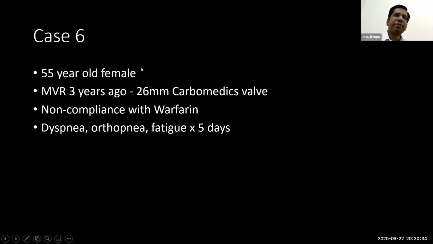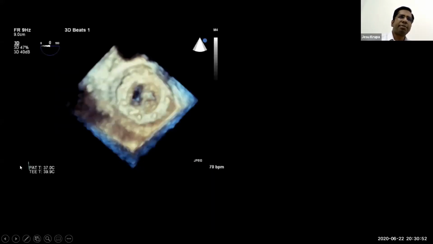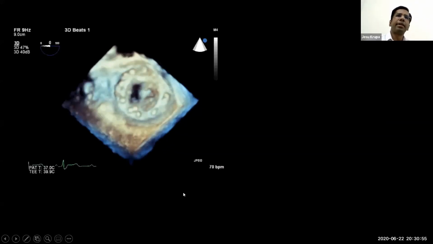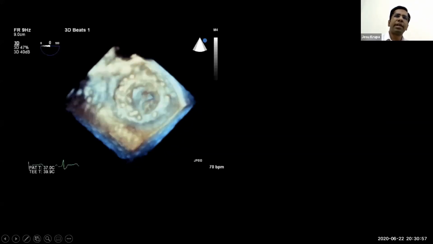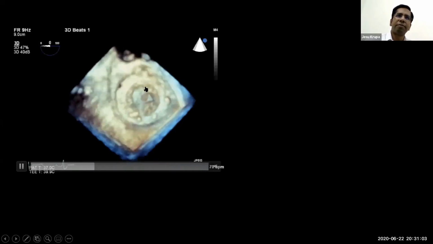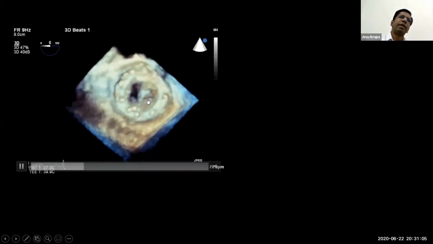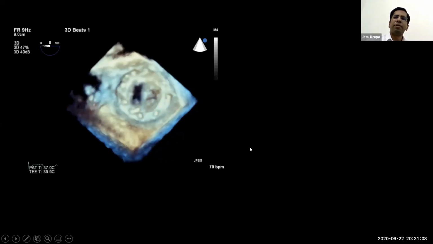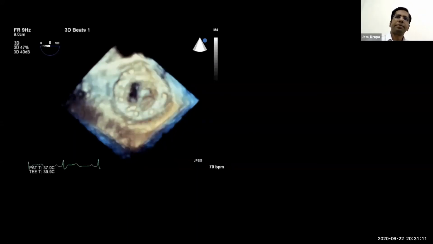The next case is a 55-year-old female, mitral valve replacement 3 years ago with a 26 mm CarboMedics valve, which is a bileaflet valve. Non-compliance with warfarin. The patient had dyspnea, orthopnea, and fatigue for 5 days. This is also not our case, but just to show you something very interesting: in this bileaflet valve, you can see one leaflet or one disc which is moving, and you can also see this kind of soft mass here, which is probably not allowing this leaflet to open and close properly.